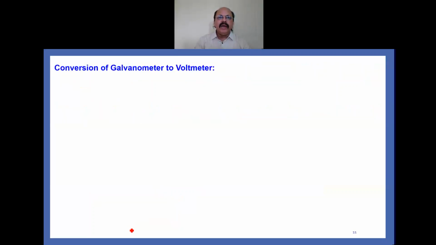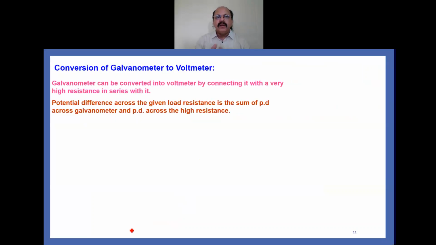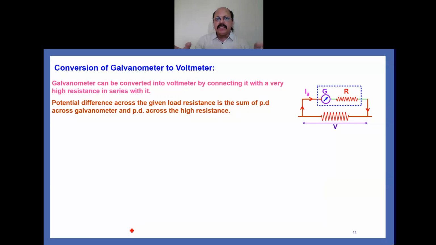Now how do we convert the galvanometer into a voltmeter? A galvanometer can be converted into a voltmeter by connecting a very high resistance in series with it. You can see here in the diagram, this is the galvanometer, R is the high resistance connected in series, and here is a load resistance that is connected across this device. Then again we have to find the potential difference across this load resistance, and that is equal to the potential difference across this combination.